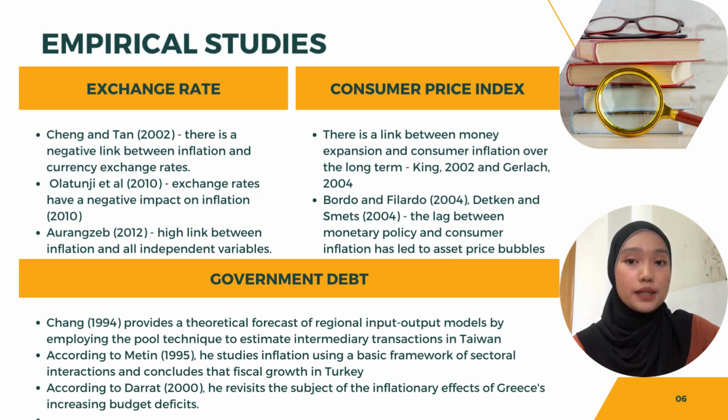Then, consumer price index. There is a link between money expansion and consumer inflation over the long term according to a number of studies such as King 2002 and Gerlach 2004. Plus, it has been demonstrated by Bordo and Wheelock 2004 and Cecchetti and Smets 2004 that the lag between monetary policy and consumer inflation has led to asset price bubbles that are the result of policy.